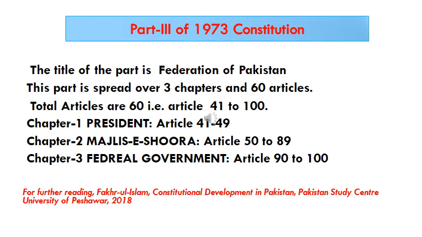Apart from Ministers of State, there are also advisors. The President, on the advice of the Prime Minister, will appoint advisors, but they will not be more than five. So this is a brief structure of the federal government under the 1973 Constitution.